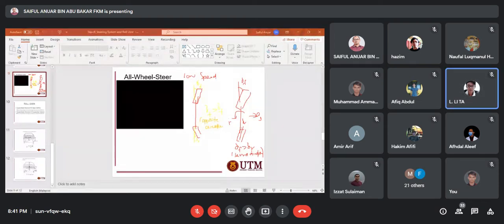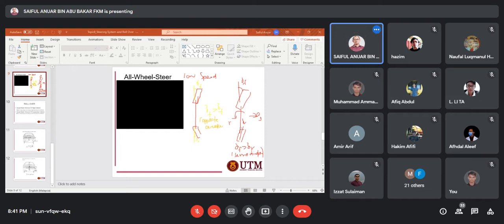Okay, so basically we're going to continue a little bit on the steering system and the rollover topic. So basically, this topic is all about the function of the steering system and types of steering system. Some of the steering topic we already covered in the handling topic.